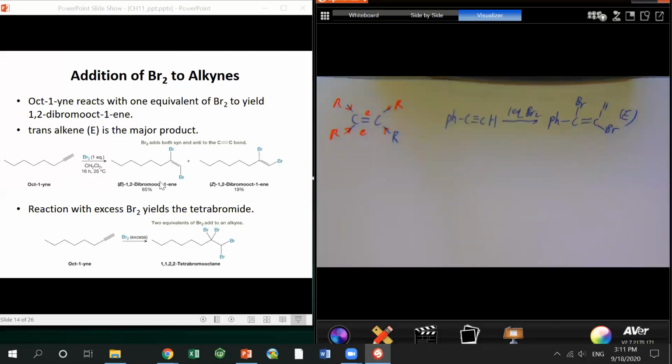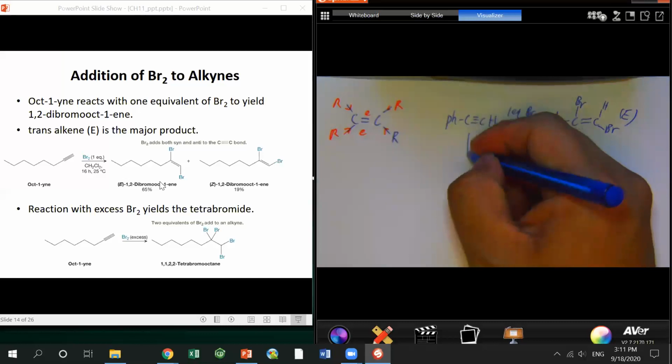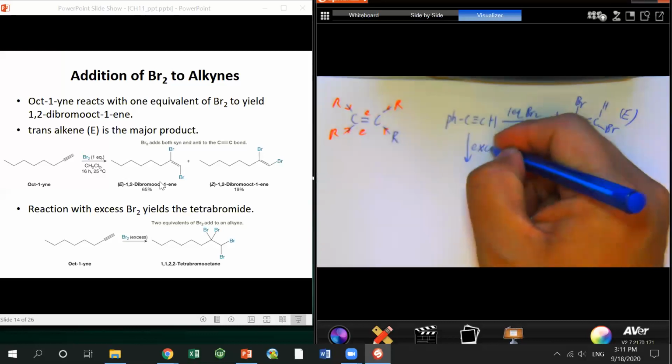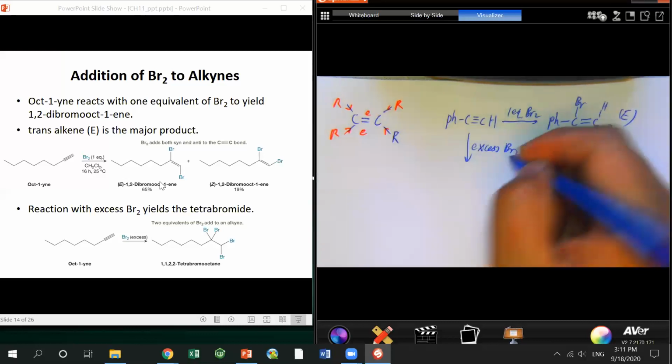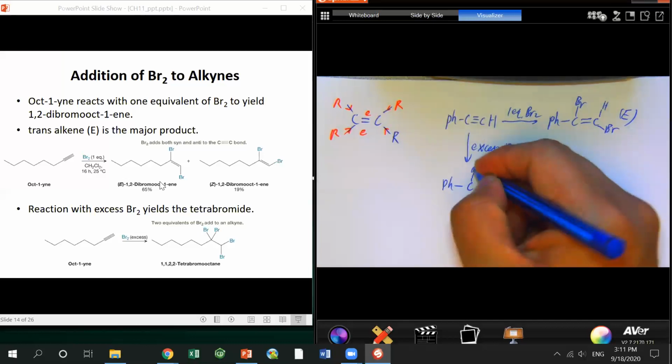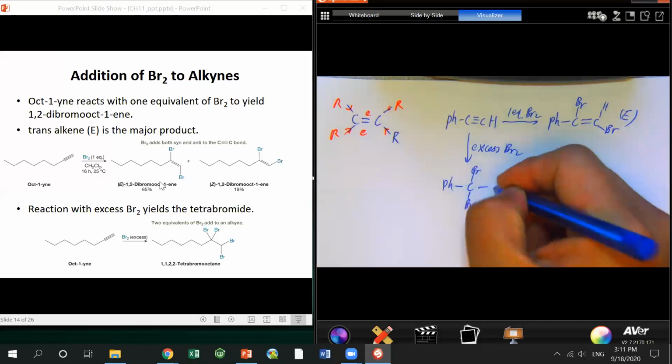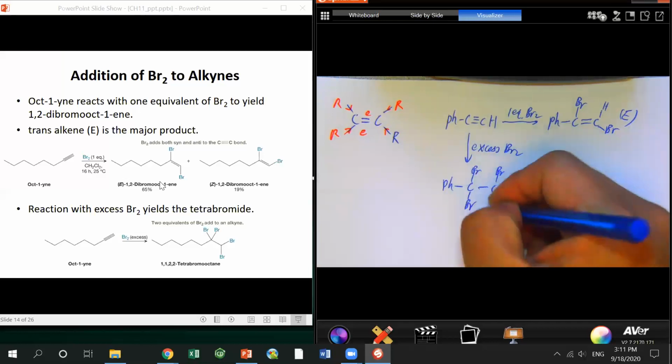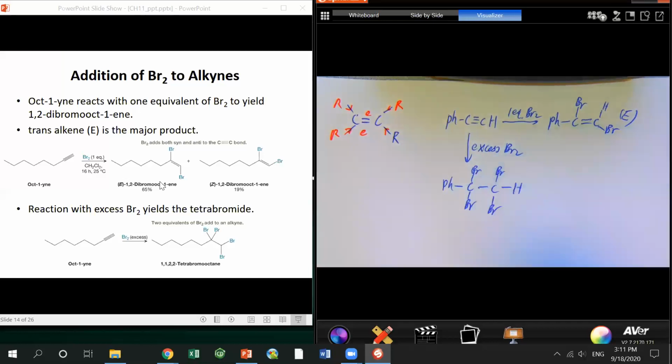the bromine, you generate what we call a tetrabromide, so we add two pairs of Br onto the carbon-carbon triple bond. For example, if I use an excess of Br2, then you can get a total of four Br onto the carbon-carbon triple bond.